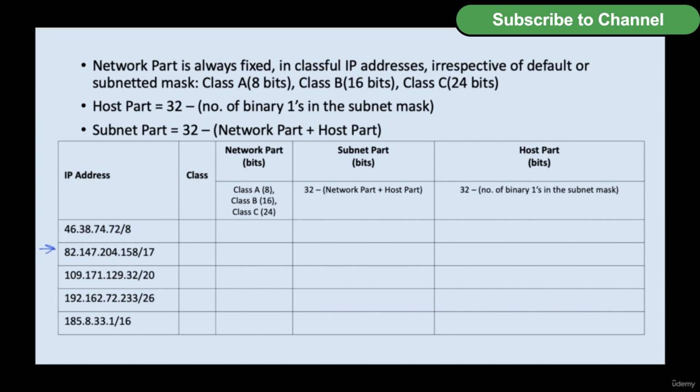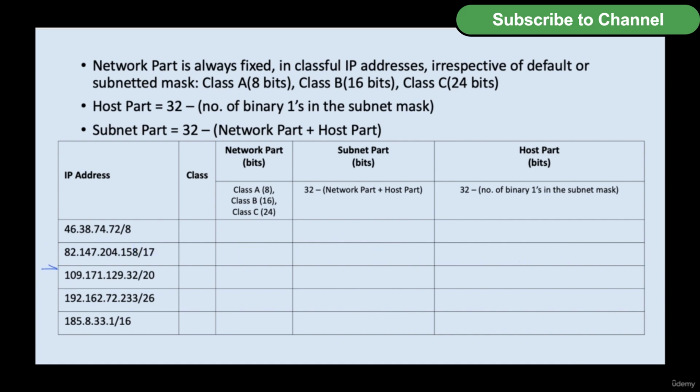Now we will solve our second example. The class of the IP address is A. Since it is a class A IP address, the network part is 8 bits long and the host part will be 32 minus the number of binary ones. The number of binary ones is 17. So the answer is the host part is 15 bits long. So the subnet part is 32 minus the network part, that is 8, minus the host part, that is 15. So the answer is 9. So 8 plus 9, 17. 17 and 15 altogether 32.